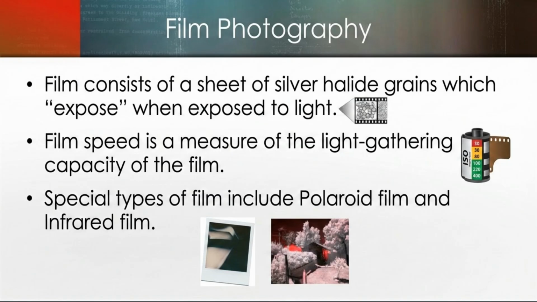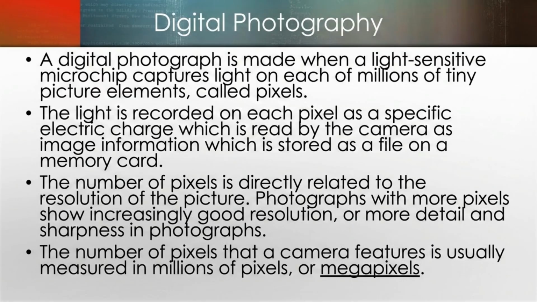Film photography relies on silver halide grains that expose when light hits them. Film speed measures the film's light-gathering capacity. Special films include Polaroid and infrared film. Digital photography captures light on tiny picture elements called pixels. The light is recorded as an electric charge and stored on a memory card. The number of pixels, often measured in megapixels, directly affects the resolution and detail of the photograph.